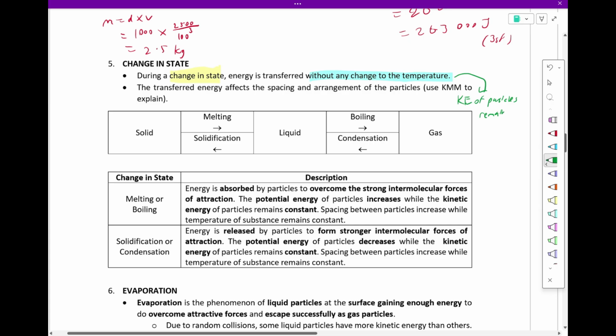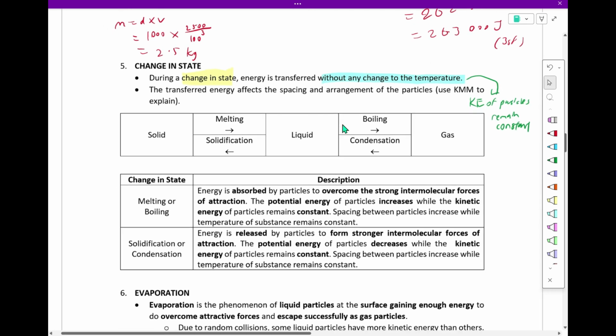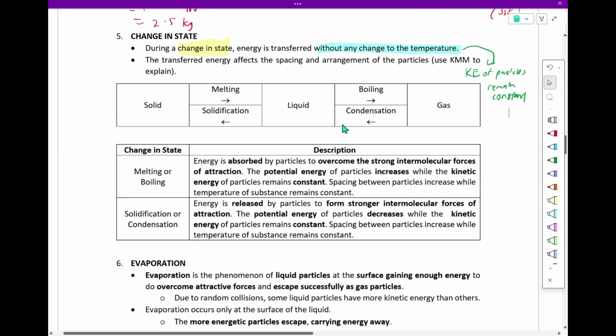remains constant. So only the potential energy increases. It's either the potential energy of the particles increases or the kinetic energy of the particles increases. Basically, I am still gaining heat, but whether I allocate it to kinetic energy or to potential energy really depends on whether I am changing state or just changing temperature.